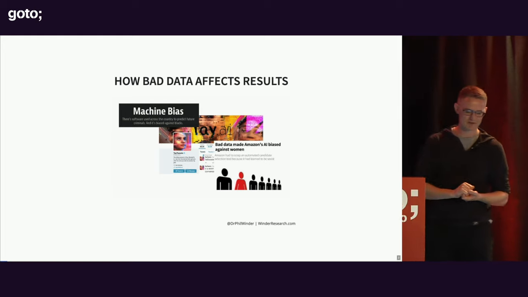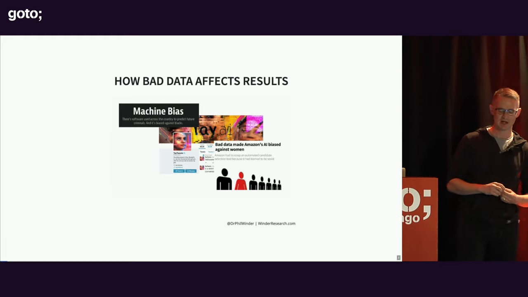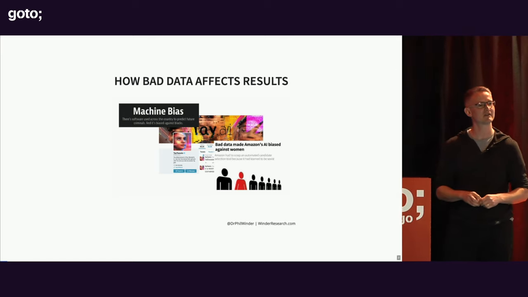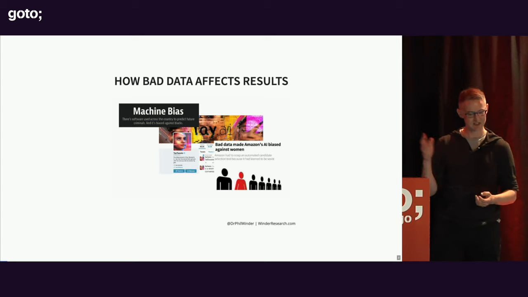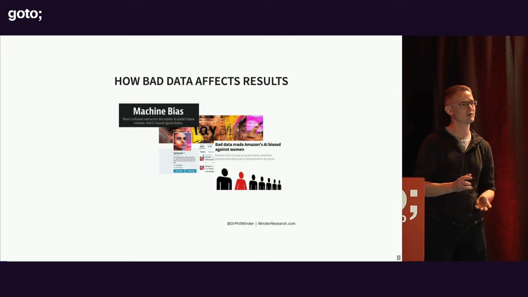Second one, so this has been in the news a couple of months ago. So Amazon attempted to build a model that was capable of predicting whether you would be a good hire for Amazon or not. And again, to cut a long story short, there was huge bias in the data that they used to train that model.